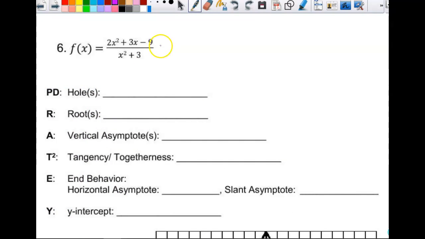All right, let's look at number 6, because something's even very different about this one. So we're going to start by factoring, and this would give me 2x minus 3 times x plus 3. And then can I factor the denominator? No, I can't. So it just stays x squared plus 3. All right. No point discontinuity. I have 2 roots. I have one at negative 3 and one at 3/2.